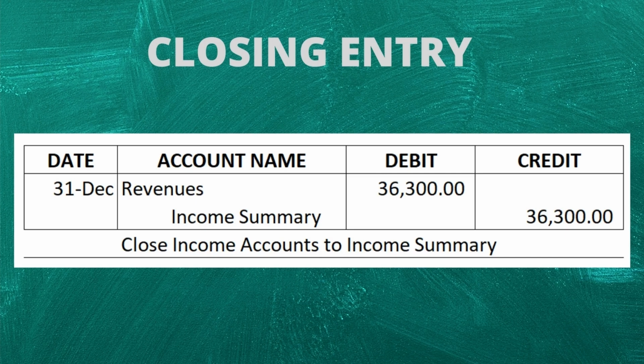For example, here's the closing entry example. So here the date is December 31, of course. Then the account name is revenues, debit 36,300, and then credit income summary, which is 36,300 also. So you have to put a note, which is to close income accounts to income summary.